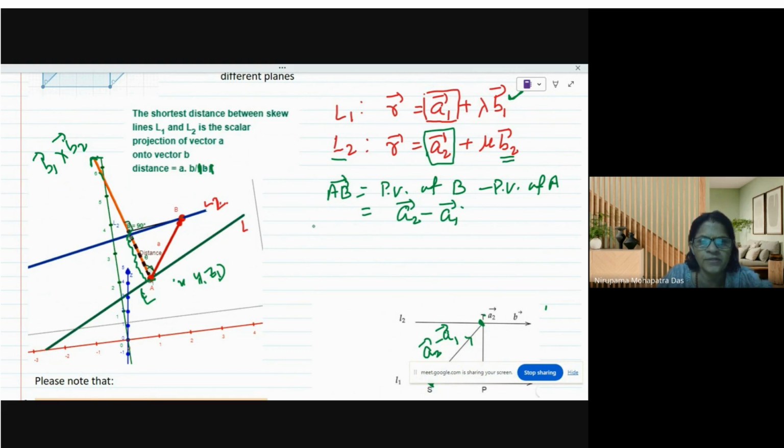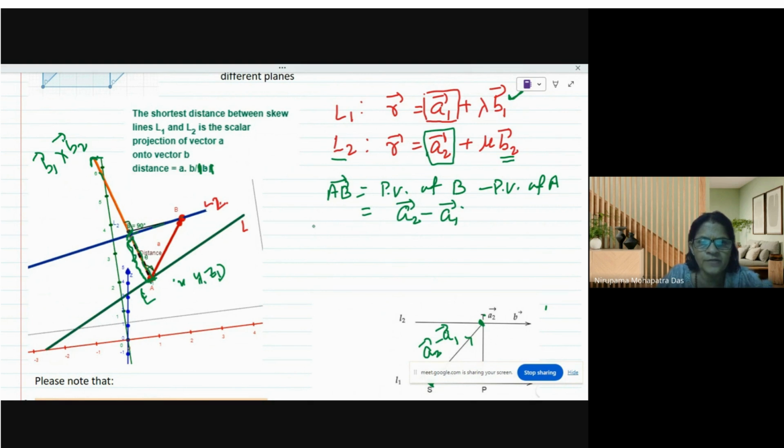Okay, now this dotted portion means the lines shown with black dots. So this much is the shortest distance between the lines. And this line is perpendicular to both L1 and L2. Obviously, it is in the direction of B1 cross B2.